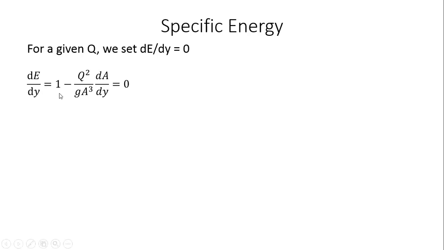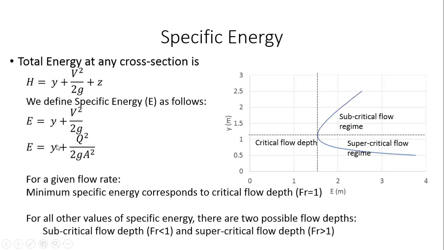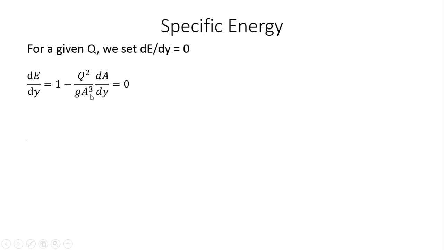So dE by dy is 1 minus q square by g a cube dA by dy, right? If you just go back to your expression for E, it is y plus q square by 2g a square. So if I'm differentiating this with respect to y, dE by dy will be 1 minus q square by g a cube into dA by dy, and this I'm setting to 0.